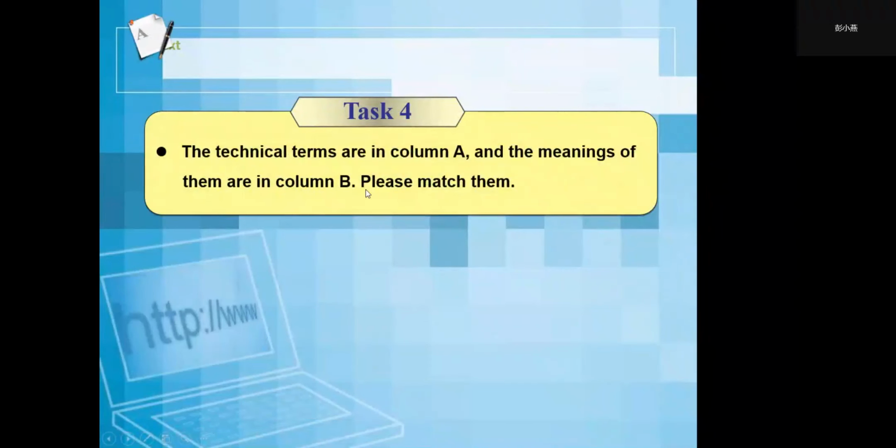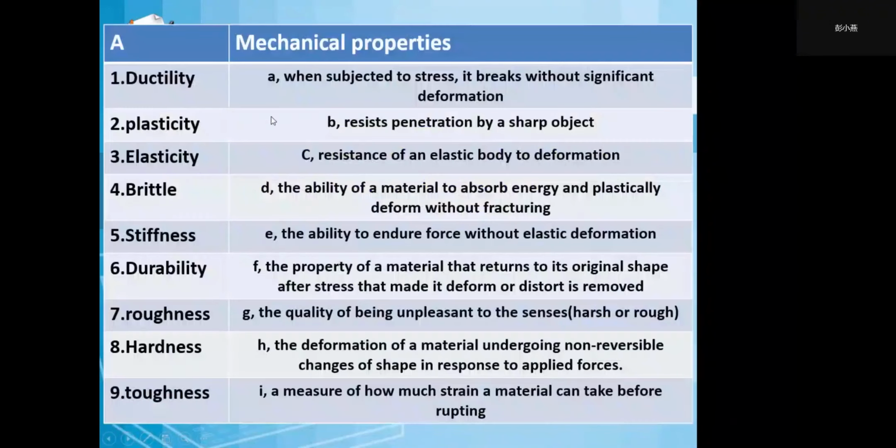Okay. Now, the technical terms are in column A, and the meanings of them are in column B. Please match them. For example, ductility is a measure of how much strain a material can take before rupturing.